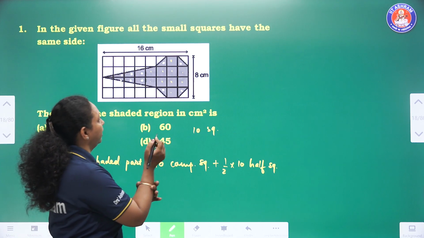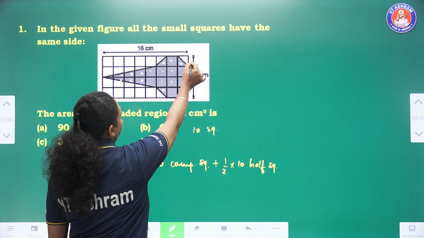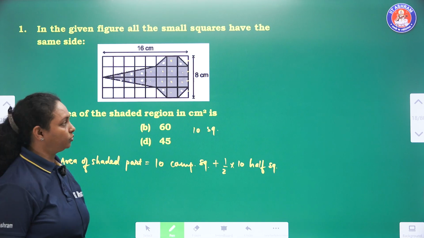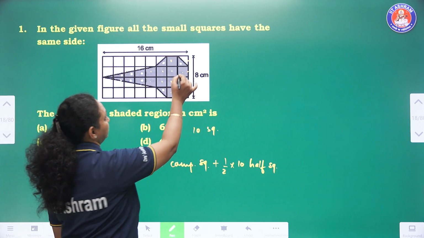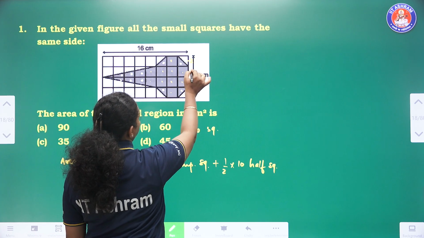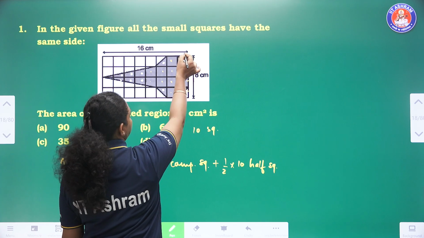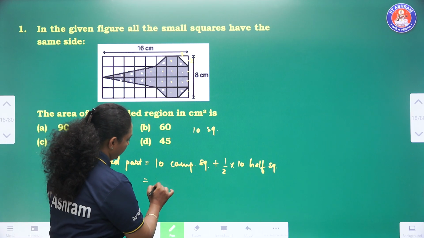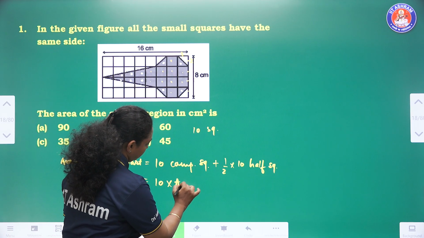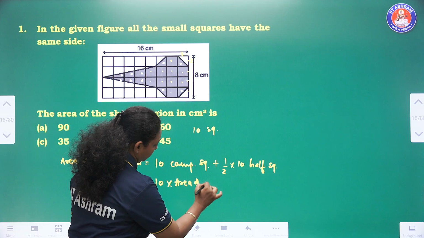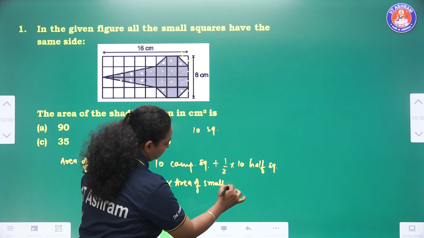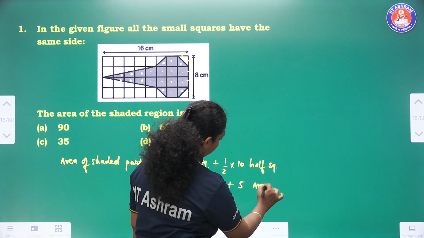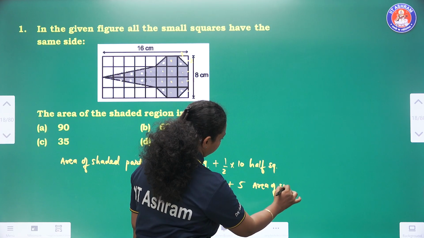So as we know that 1, 2, 3 and 4, the 8 centimeter length is divided into 4 equal parts. So the length of side is 2, right? And breadth is, it is a small square, so breadth is also 2. So 10 times area of small square plus 5 times area of square.